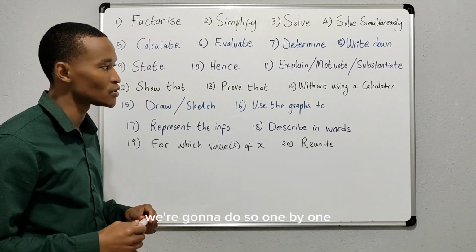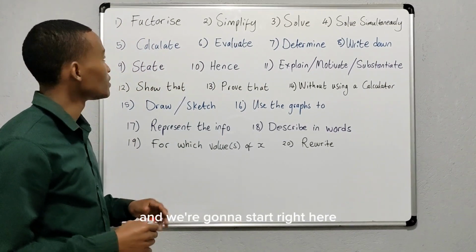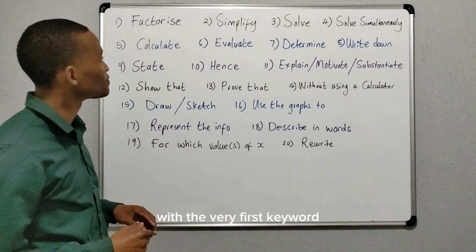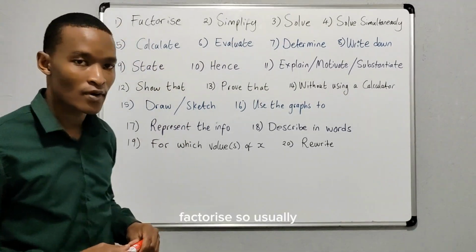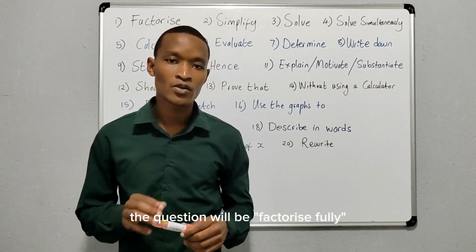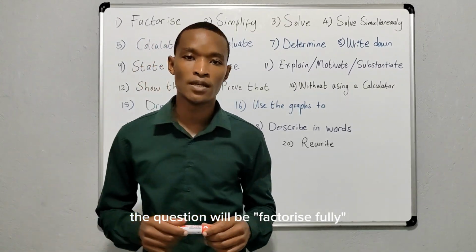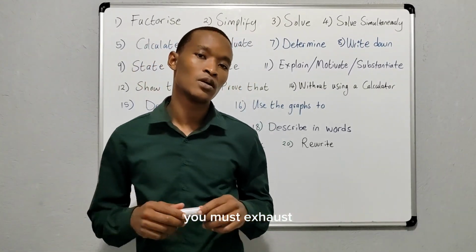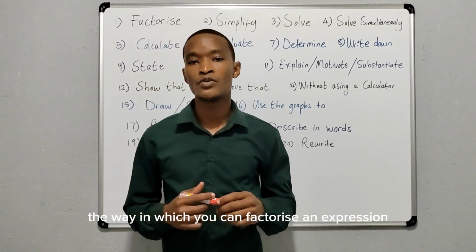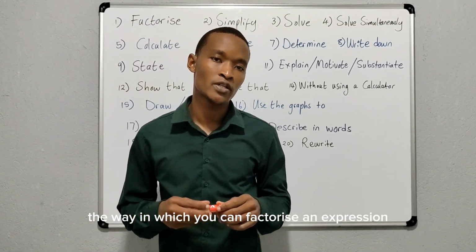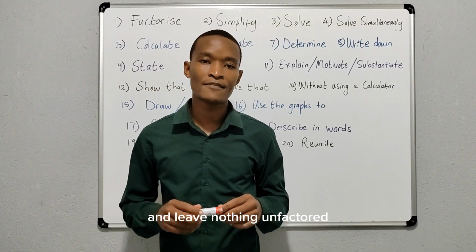And of course, we're going to do so one by one. And we're going to start right here with the very first keyword, factorize. So usually the question will be factorize fully. In other words, you must exhaust the way in which you can factorize an expression and leave nothing unfactored.